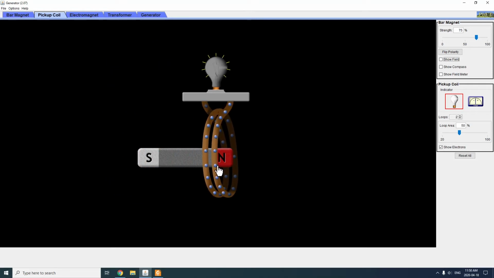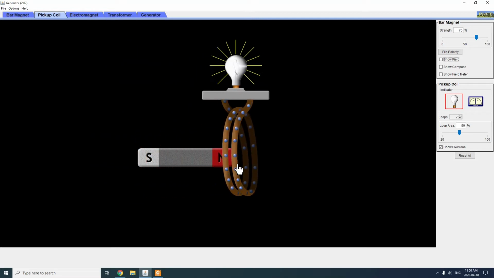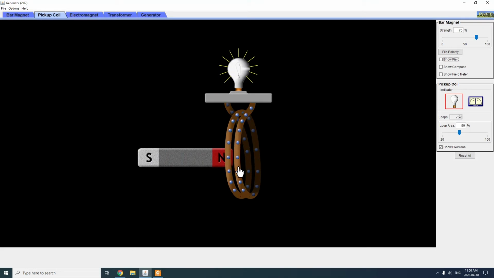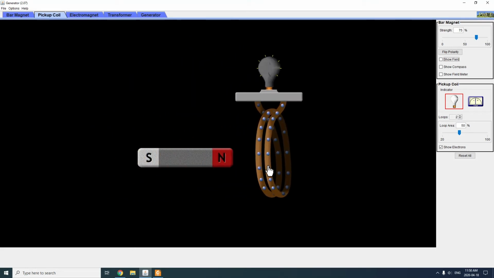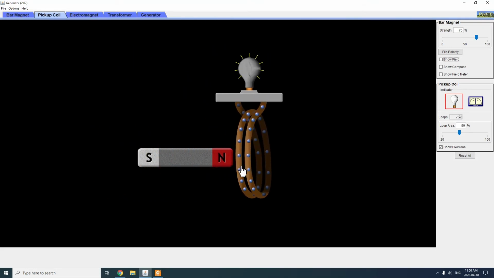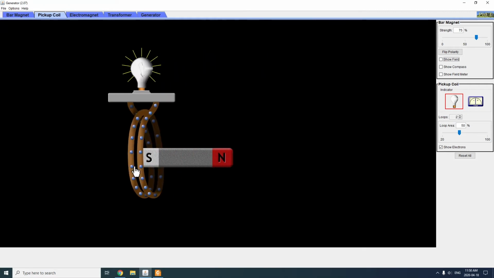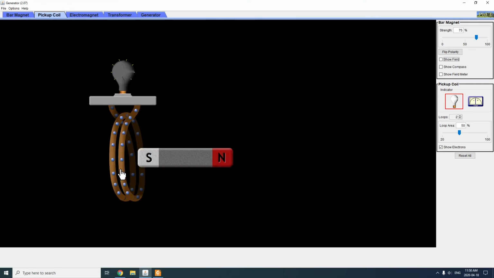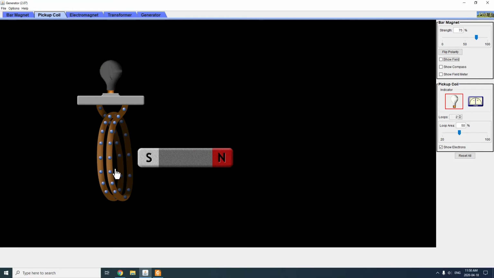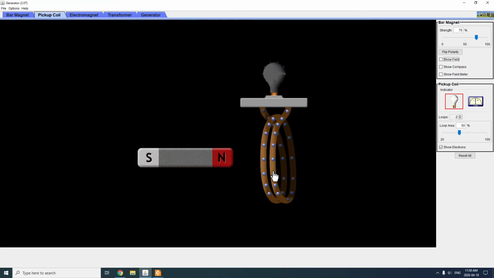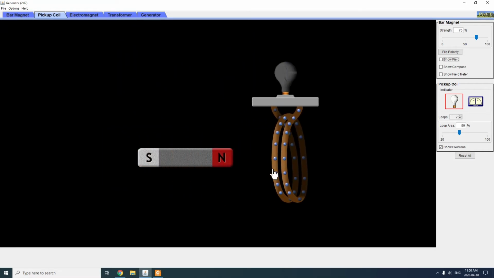If you move them past each other, then the magnetic field from the magnet pushes those electrons. The electrons start moving. Now you have electrons moving in your wire and you have electricity. So that's all you need. If you want to create electricity, you just need a magnet and a coil of wire.